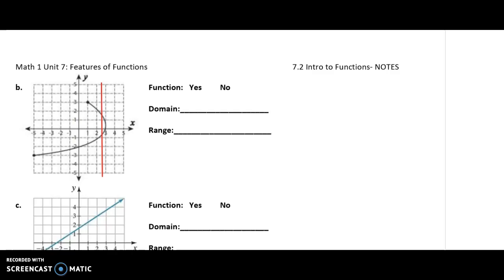As you can see here with graph B, this is not a function, because this vertical line intersects the graph at 2 different points. And this fails the vertical line test.